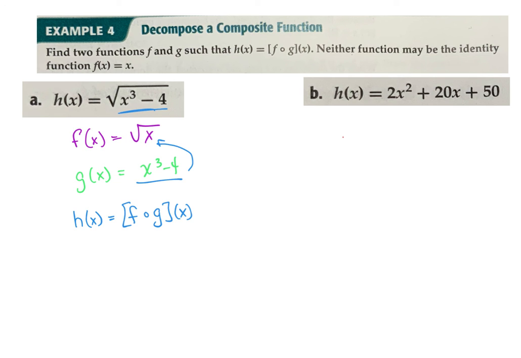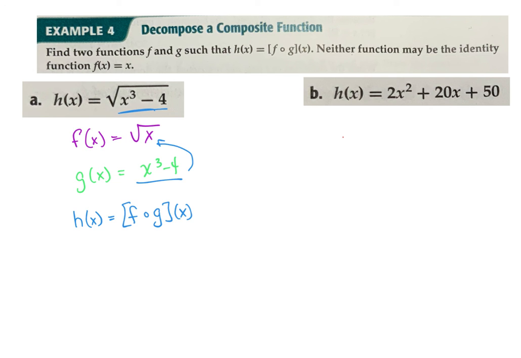So sometimes you can visually see, oh, this is obviously a composition of functions. Like I have this group that's inside a root. Well, the root is one function, that's one operation, and the x cubed minus 4, that's another function. So sometimes it's really easy to separate because you can see that square root and you can see there's something in the square root. And so you can rewrite it. The second one is not as obvious. So when you're given a polynomial like this, just factor it and see if you get anything that looks familiar, like looks interesting when you factor it.